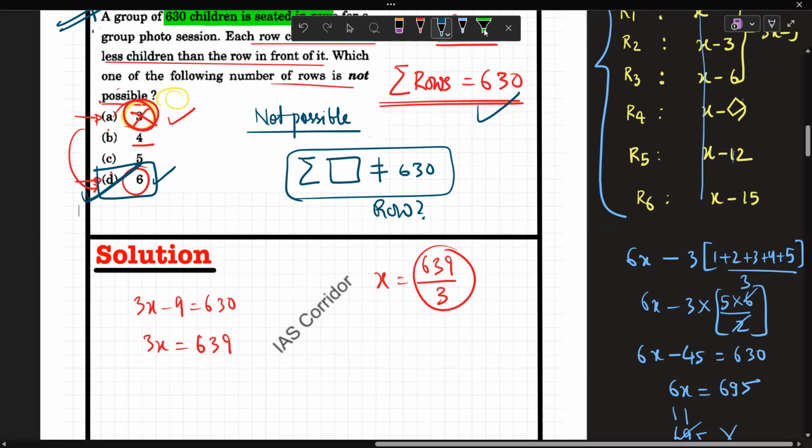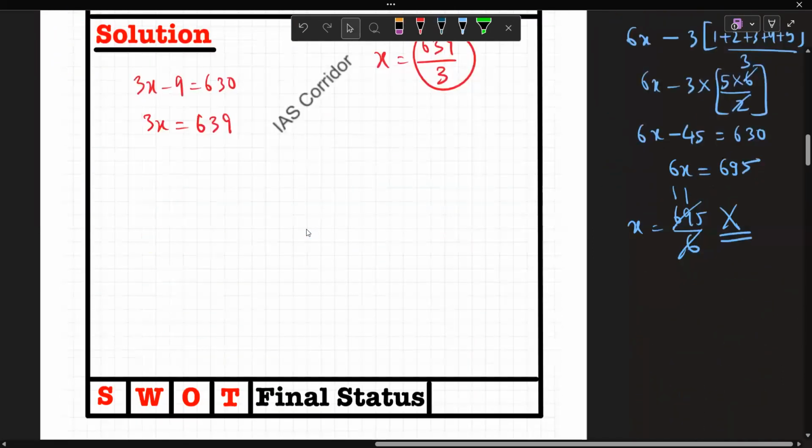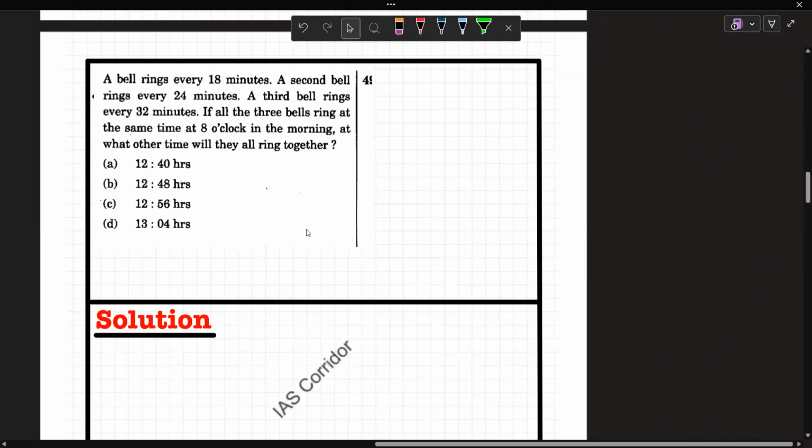Clear? Got it? So this is a very important question. This question needs multiple revision. Clear? Now let us come to this question. A bell rings every 18 minutes. Second bell rings every 24 minutes. Third bell rings every 32 minutes.